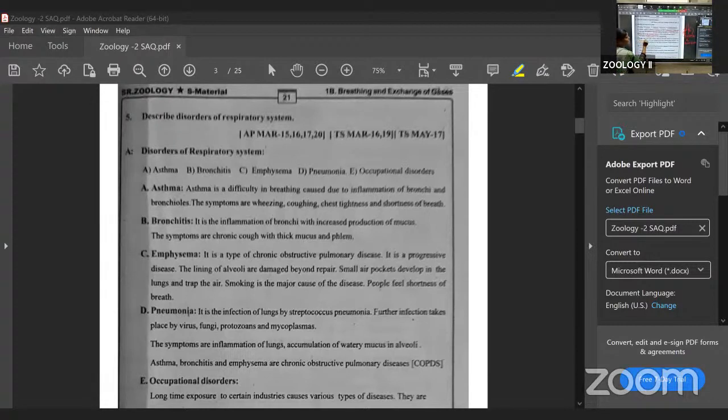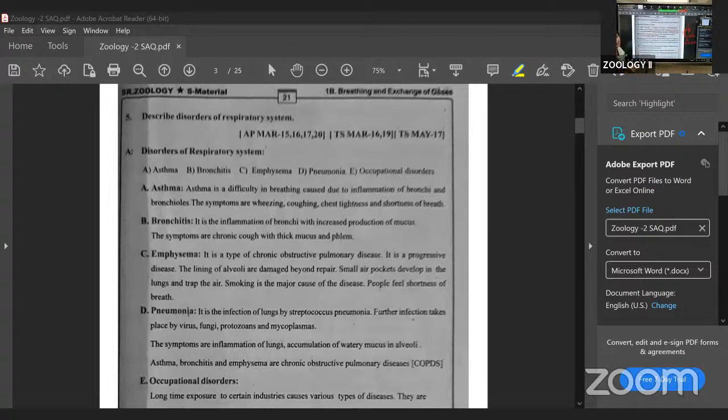Next, the third one is called emphysema. Before that, which were affected? In asthma, the bronchi and bronchioles undergo inflammation. In bronchitis, only the bronchi undergo inflammation and produce mucus. Next, the third one is called emphysema.